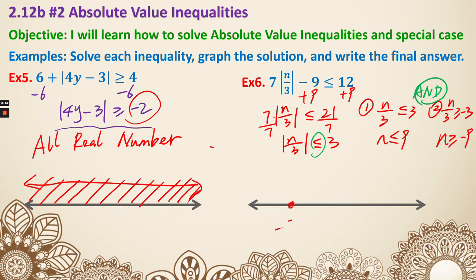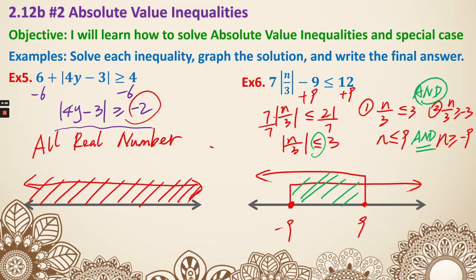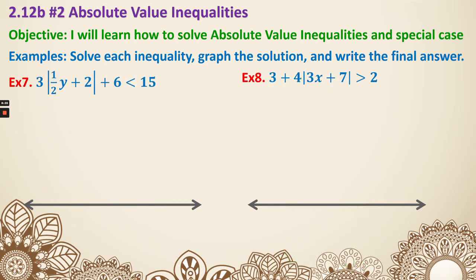So -9 is here, pointing to the right. 9 is here, pointing to the left. We are looking for, again, the connection word is and. So we're going to shade the middle part. Final answer, -9 is less than or equal to x, which is less than or equal to 9. That is example 6. Next, example 7.